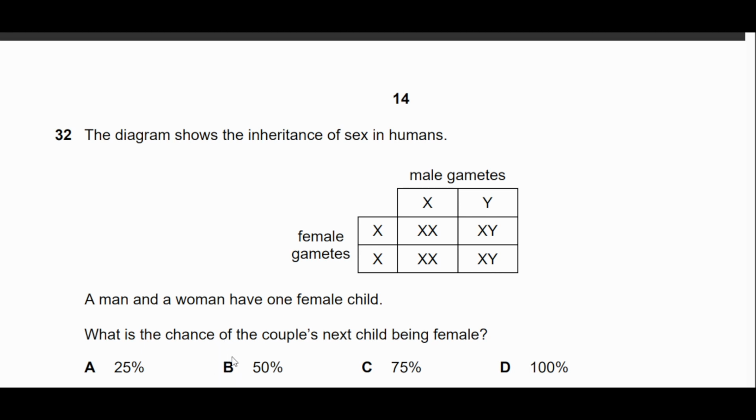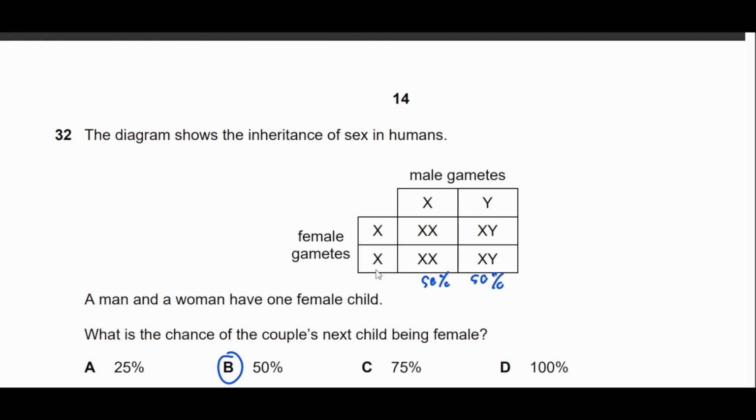This is a trick question. The answer is 50% because the chance of getting male and female would be 50% each time, right? They already have 1 female child. What's the chance of the couple's next child being female? The chance is still 50-50. The fact that they have 1 female child before does not matter when your next child is male or female.